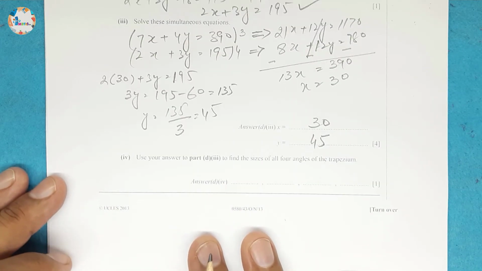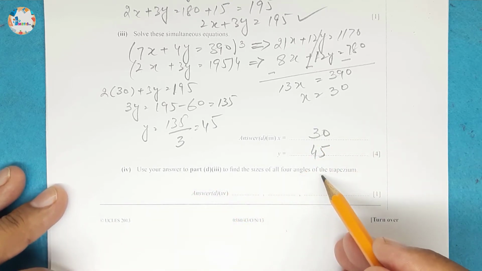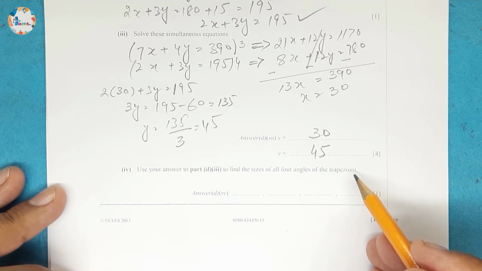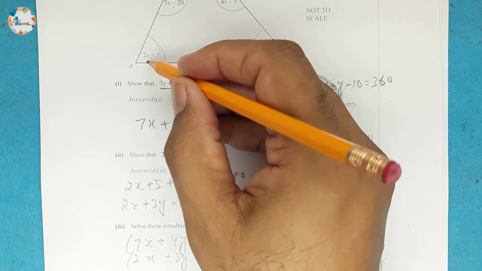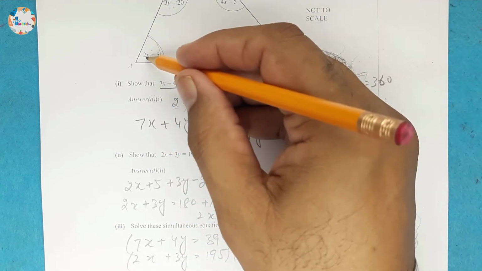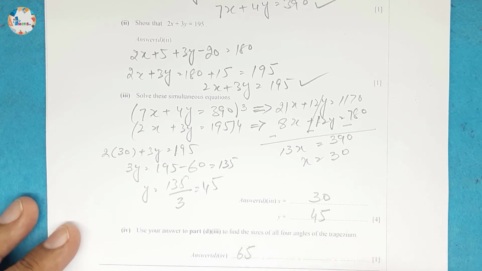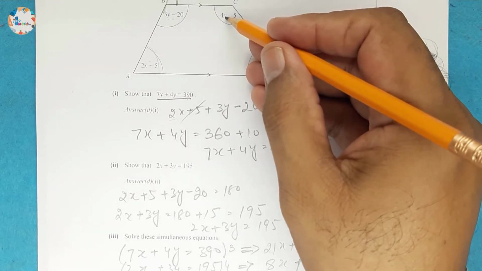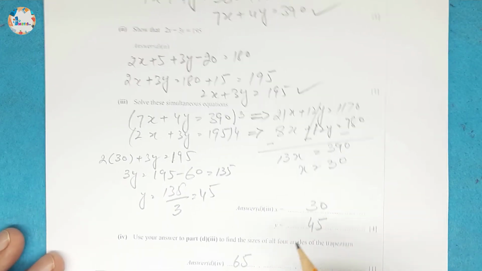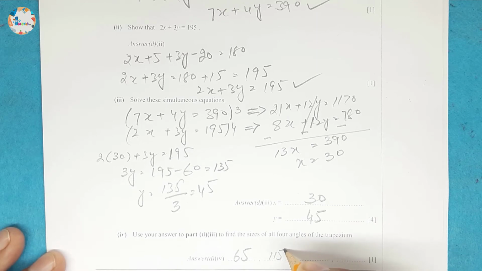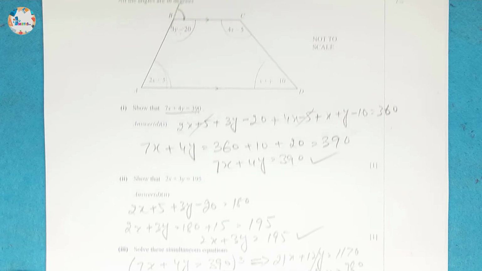Use your answer to part D3. D3 is this one, to find the sizes of all four angles of the trapezium. So if we replace the x and y values, this will be 30 into 2, which is 60, so 60 plus y will be 65. So one answer is 65. We can replace the x value over here, this will be 120. 120 minus y will be 115, so we can provide here 115. And the third answer, y value, is 45.